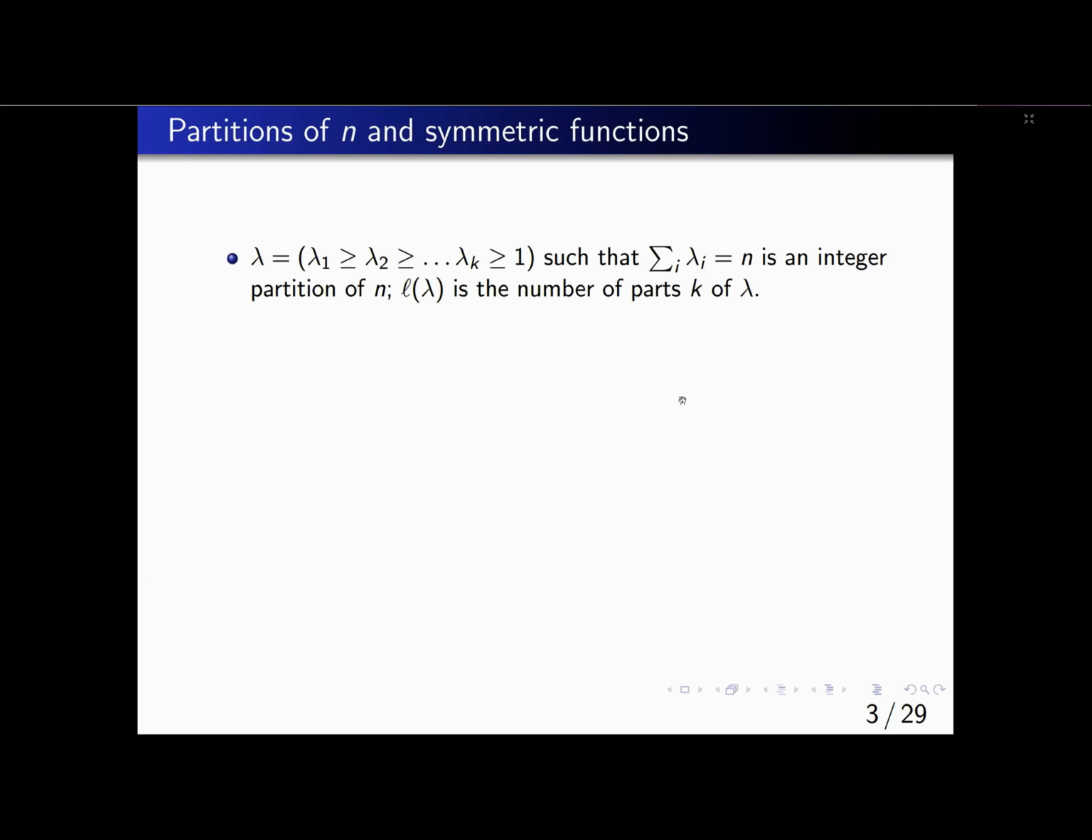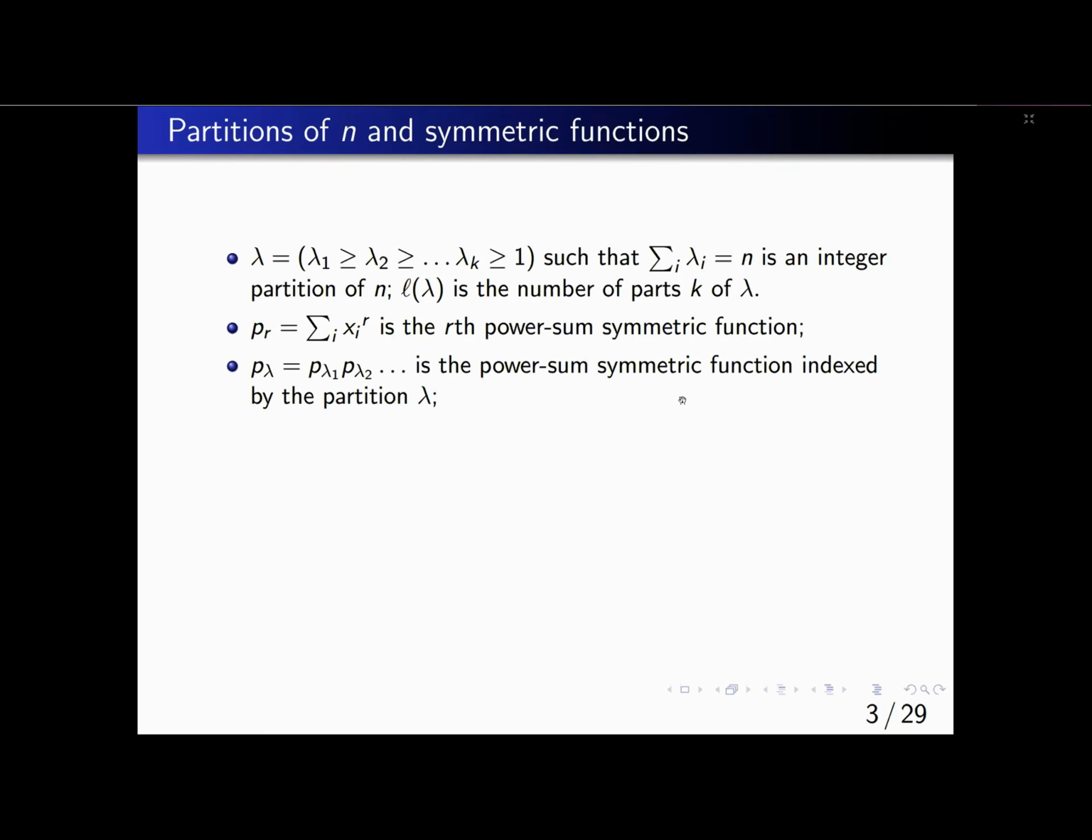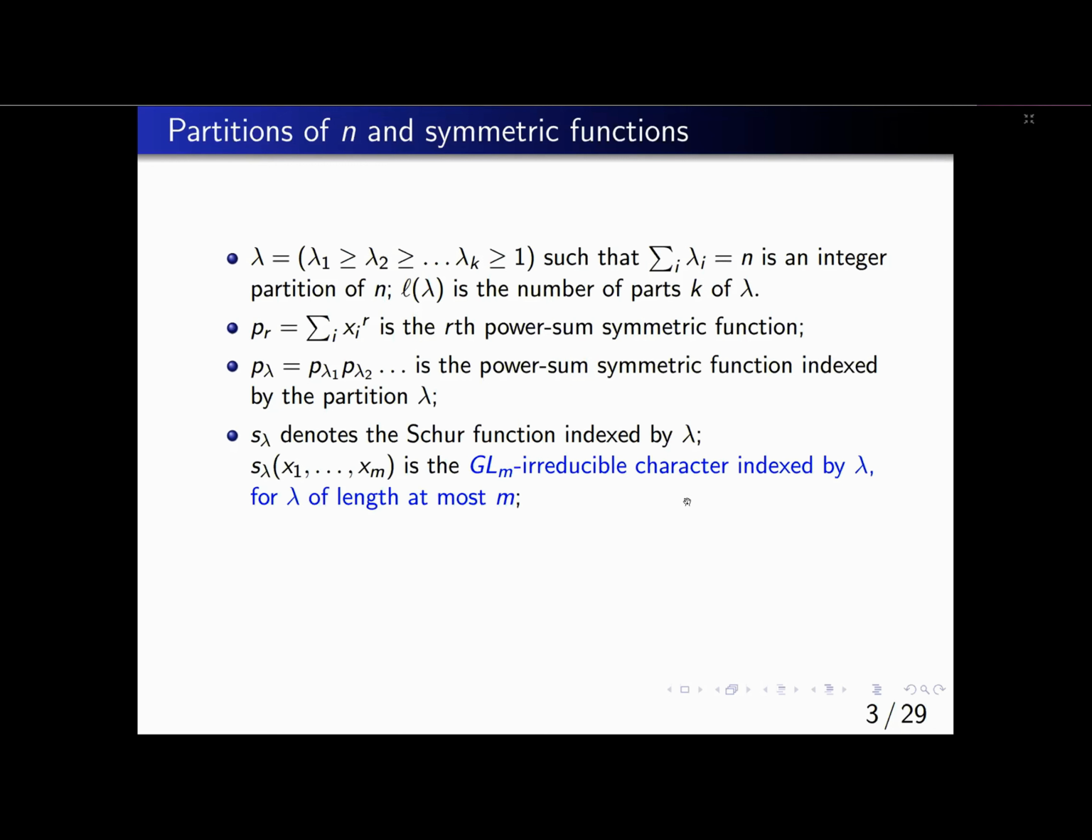And here's a quick overview, that probably most people don't need, about partitions. This is my notation for a partition of n. l(lambda) is going to be the number of parts of lambda. p_r is the rth power sum symmetric function, so it's the sum of each variable raised to the power r. And it extends multiplicatively to a basis over Q, the rationals, of the ring of symmetric functions. s_lambda is the Schur function indexed by lambda. And again, I want to think of the Schur function s_lambda in m variables as the GL_m irreducible indexed by lambda. It's also the characteristic of the S_n irreducible indexed by lambda under the Frobenius map that Georgia mentioned.